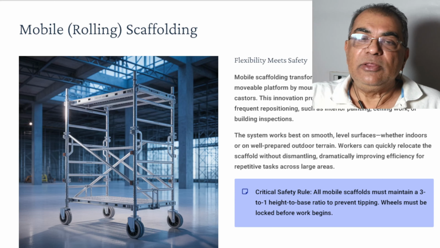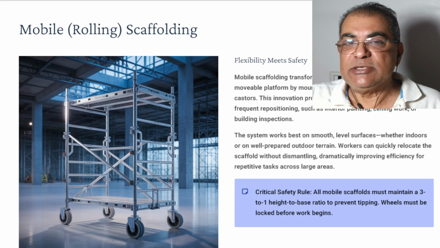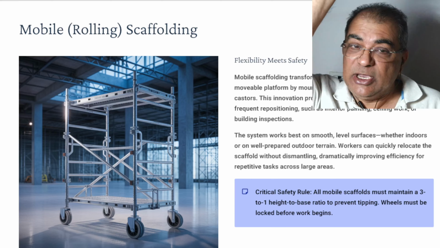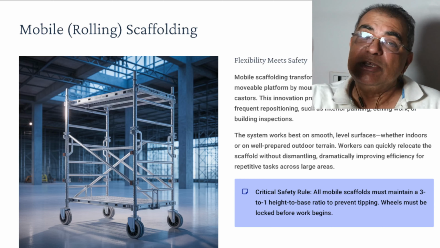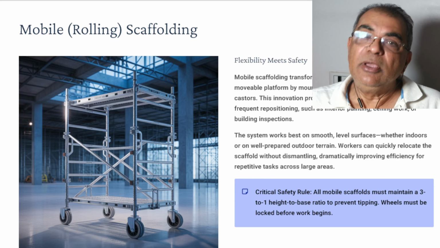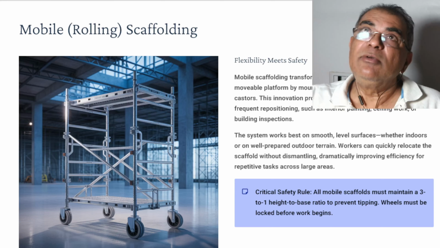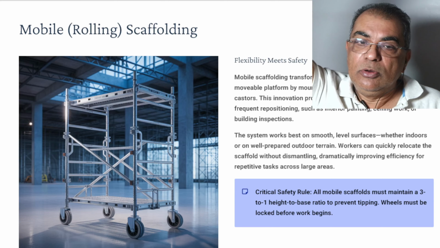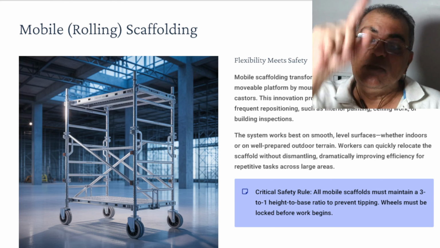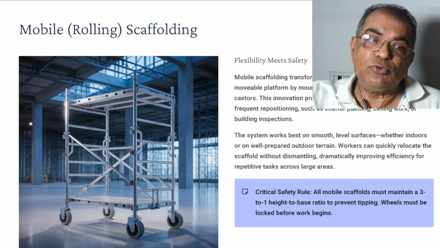So this type is a mobile scaffold. You might have seen this is 1:3, and the freestanding single scaffold, the first one I have seen, is 1:4. That means the minimum breadth: if it is one meter, then it can go up to 4 meter. The other scaffold is 1:3 and 3 meters. The first one is 1:4.